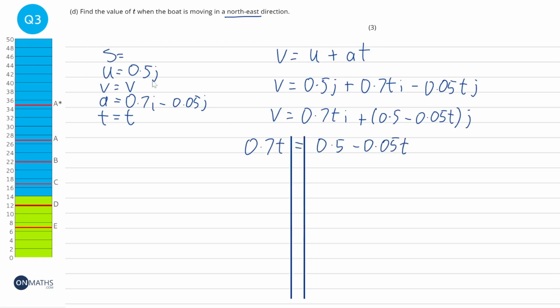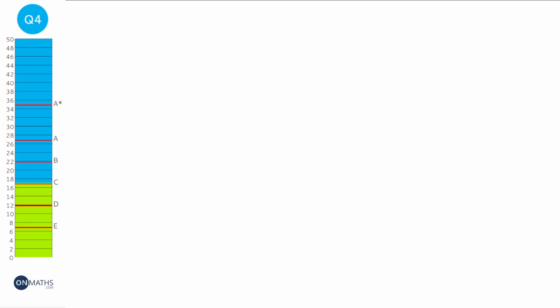Get our lines in. So we're going to add the 0.05t to both sides. So we can just put the components together, and that will leave 0.75t equals 0.5. Next we're going to divide by the 0.75. So we have t equals 2 over 3. So the time will be 2/3.